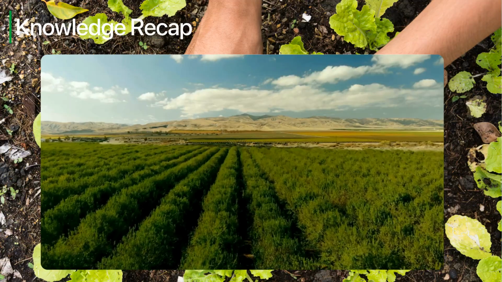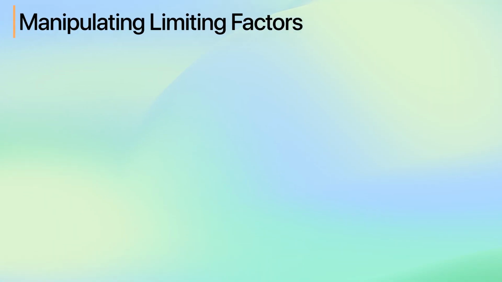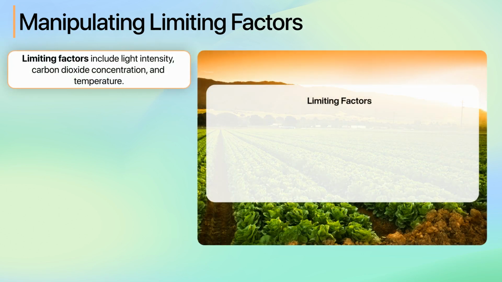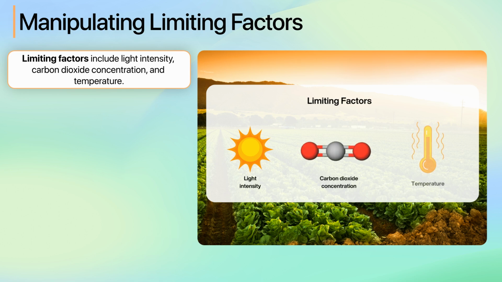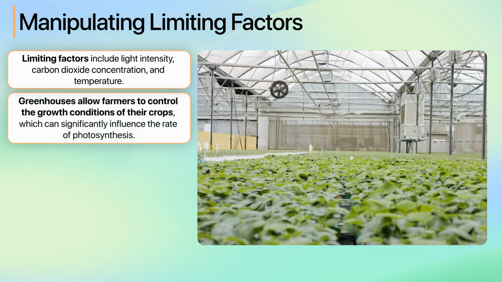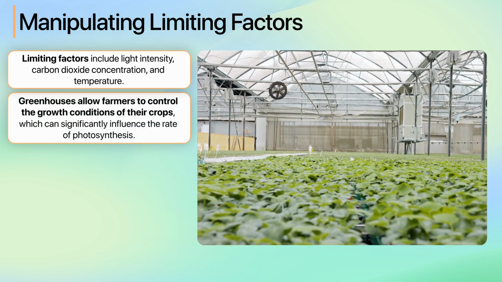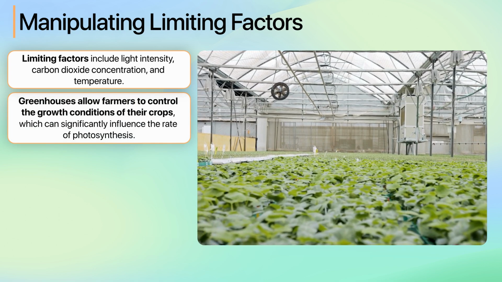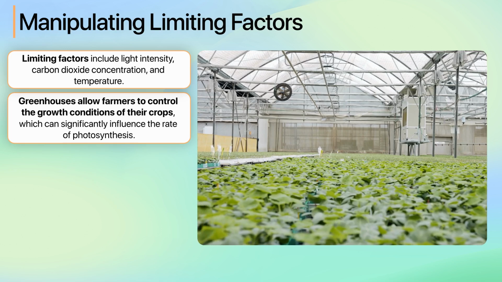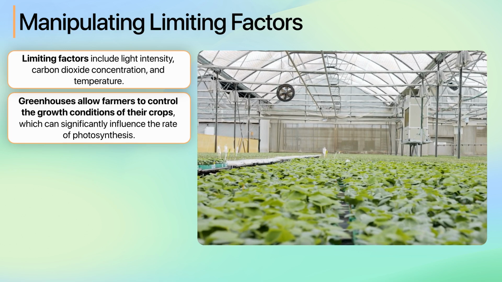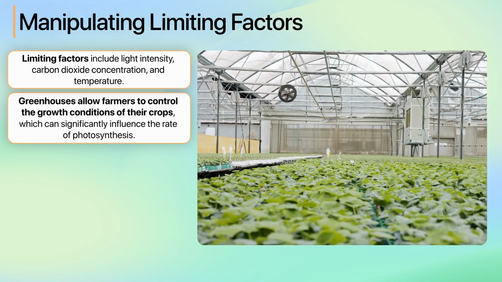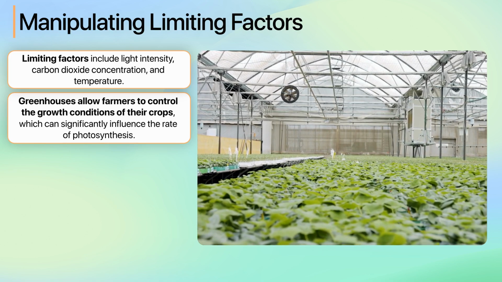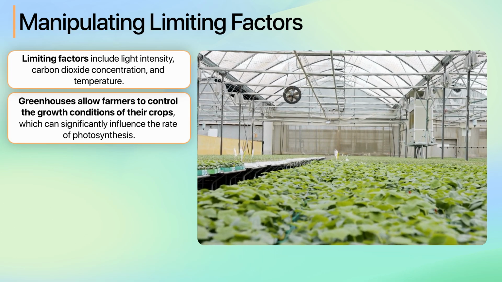Let's get started. To maximize plant growth and improve crop yield, it is crucial to understand and manipulate the key factors that influence the rate of photosynthesis, namely light intensity, carbon dioxide concentration, and temperature. Greenhouses allow farmers to control the growth conditions of their crops, which can significantly influence the rate of photosynthesis. By optimizing the levels of limiting factors, farmers can ensure their crops grow more efficiently, producing higher yields in a shorter amount of time. Let's take a closer look at each of the limiting factors.